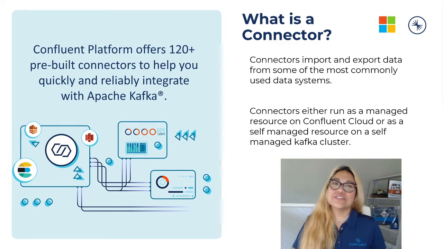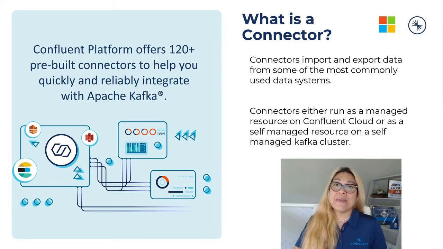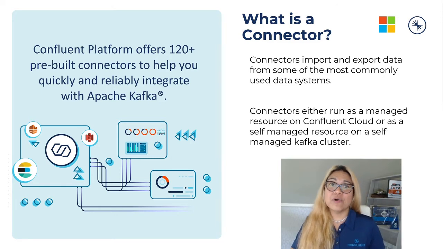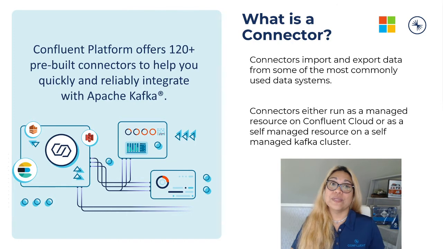A managed connector will run on a Confluent Cloud cluster, where scaling and throughput is managed for the user. A self-managed connector will run on a cluster where infrastructure is configured and maintained by the user. There are over 120 managed connectors currently available on Confluent Cloud today, and the full list of Confluent verified connectors is available via Confluent Hub.